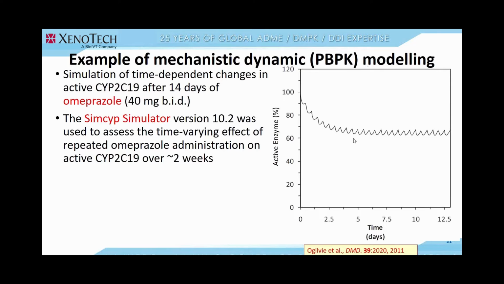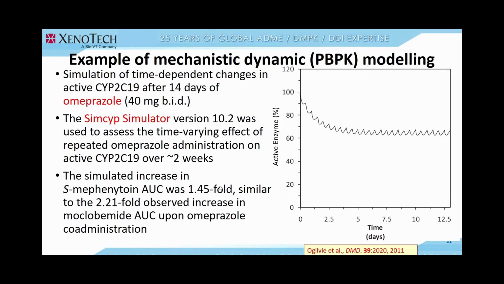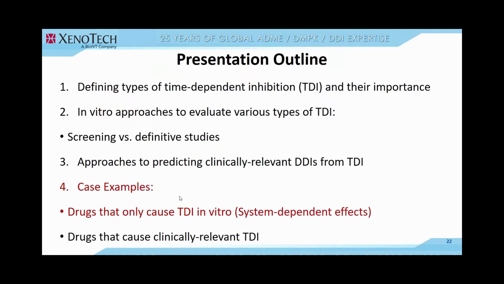But I felt like this one really represented closer to the truth, because when you look at the simulated increase in S-mephenytoin AUC of 1.5-fold, it was similar to the 2.2-fold increase observed in the 2C19 substrate moclobemide upon omeprazole co-administration. So now I'm going to go on to case examples.